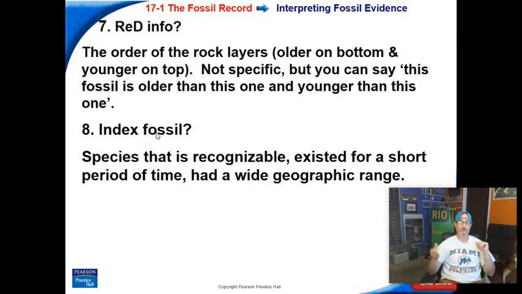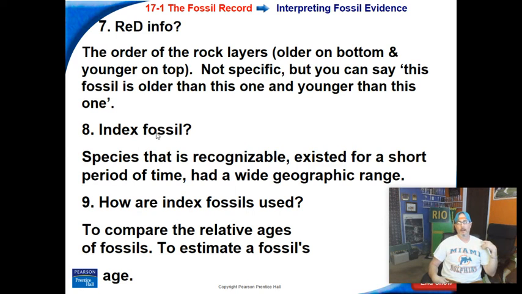So an index fossil is kind of like a starting point. It tells you that this fossil is here. And if we find other fossils, we can say, oh, it's older than this index fossil. If we find a fossil here, this fossil is younger than the index fossil. And then, of course, paleontologists can make certain theories and hypotheses related to that. How are index fossils used? To compare the relative ages of fossils, like I just mentioned, and to estimate a fossil's age.